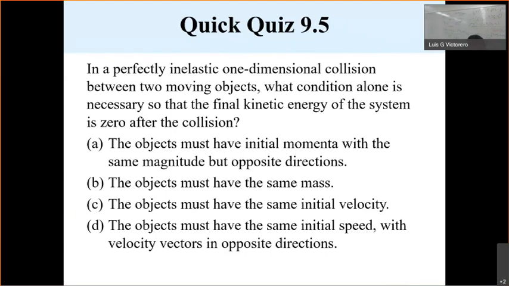What condition alone is necessary so that kinetic energy is zero? There is a condition for the masses that are coming towards each other, or they might not be coming towards each other. They don't tell you that, right? But there's a condition for the system to have no energy after the collision. Guys, if the masses are sticking together after the collision and you want them to have no kinetic energy, what should be the speed of the system after the collision?